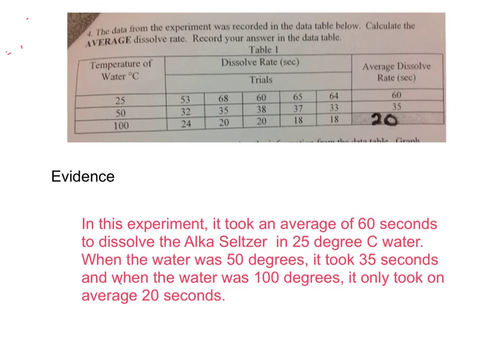So now I have to back it up with evidence. So all I did is I looked and I took these and I made them in sentence forms. So it says it took an average of 60 seconds to dissolve the Alka-Seltzer in 25-degree water. And when the water was 50 degrees, it took 35 seconds. And when the water was 100 degrees, it took on average of 20 seconds. So those are my sentence forms of what I needed to write.